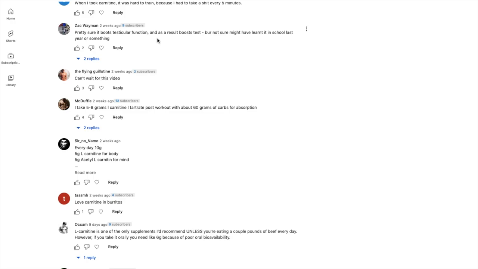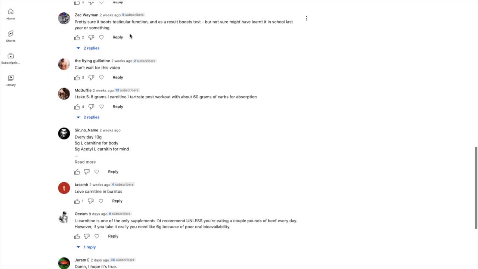You can't do that if you just give them red meat because there are so many things in red meat. So in the studies, they have to use a supplement. That doesn't mean that you have to use the supplement, you know. But anyway, pretty sure it boosts testicular function. Yeah, carnitine has a ton of benefits.